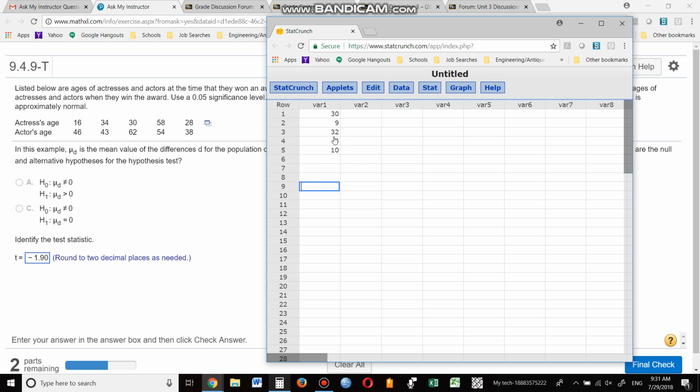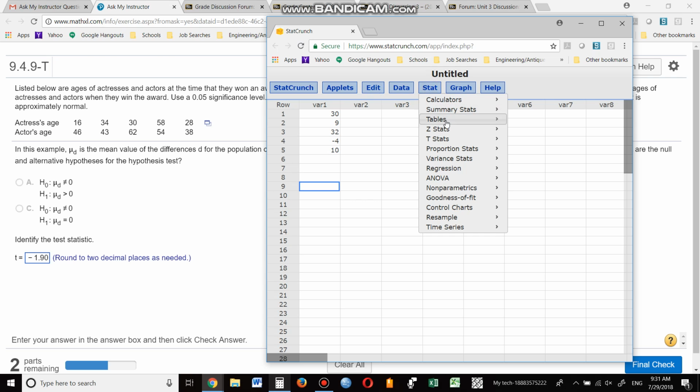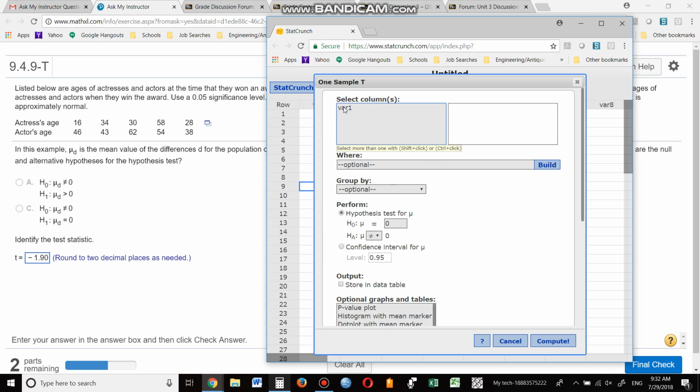Note that I'm keeping track of the signs, okay? And I'm taking the actor's age minus the actress's age, okay? And again, it doesn't matter how I subtract them as long as I do it consistently, okay? So now we're going to compare this data here to 0. So go to Stat, T Stat, one sample with data. The data is in var 1. The null and alternative are set up as they should be.